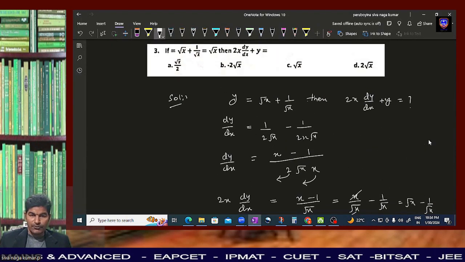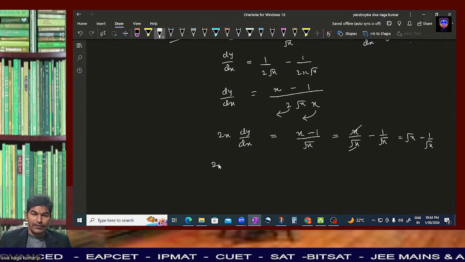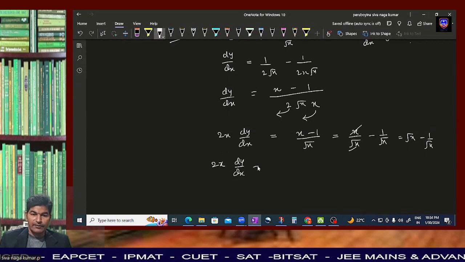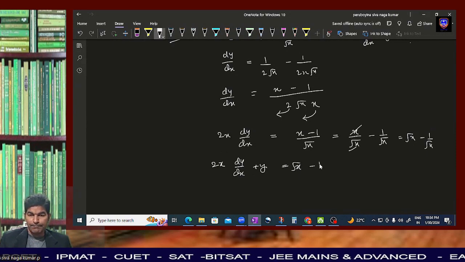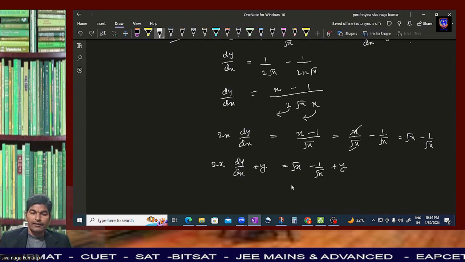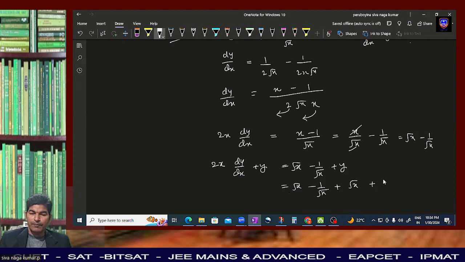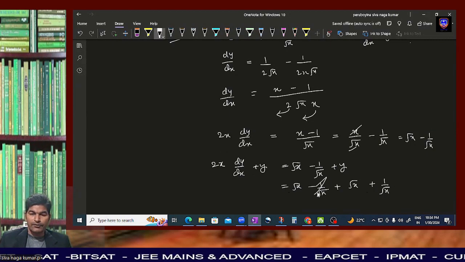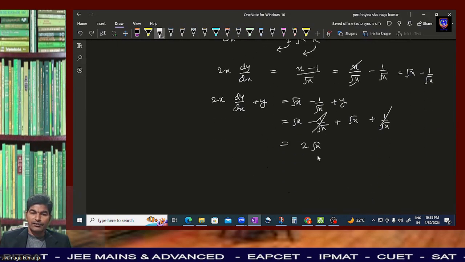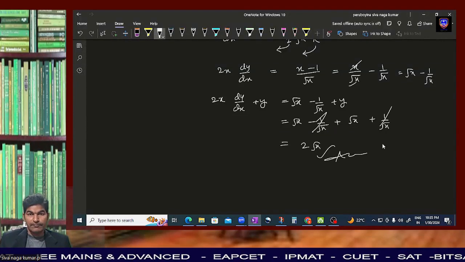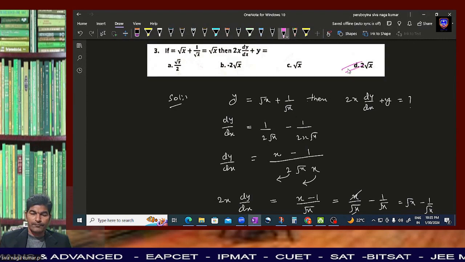So what is the question? 2x into dy by dx plus y. Okay, we will add y on both sides. So 2x into dy by dx plus y, and here on the right side also we will add y: root x minus 1 by root x plus y. Actually, y means root x plus 1 by root x, right? So minus 1 by root x plus 1 by root x got cancelled. So the result is 2 root x. So this will be the answer. 2 root x is the answer, so the fourth option is correct. Understood?